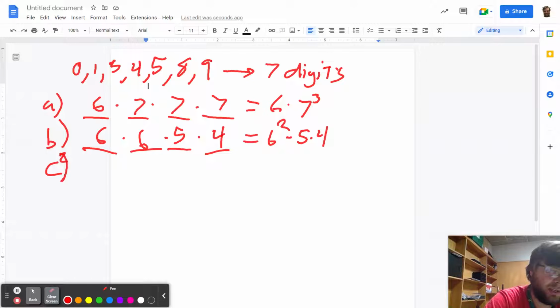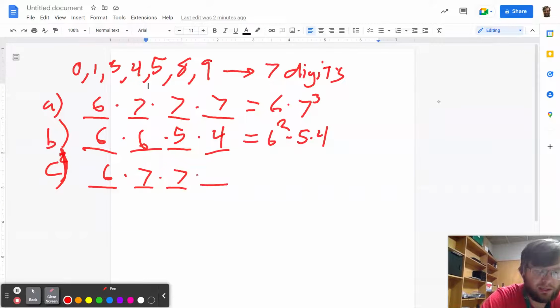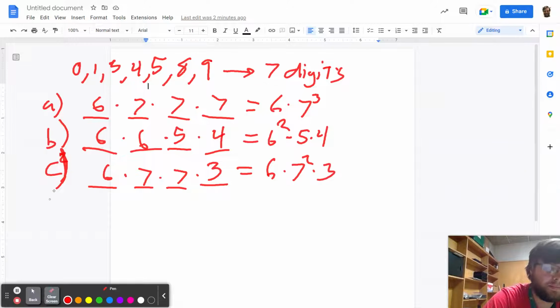Or you can calculate it. I almost wrote c squared as the next one, but let's do c. How many four-digit even numbers can be made using the digits? So that sounds like we don't care about repeats anymore. So we have 6 times 7 times 7. Even only cares about the last one, and it could be a 0, a 4, or an 8 to make an even number. So it's times 3. So we have 6 times 7 squared times 3.